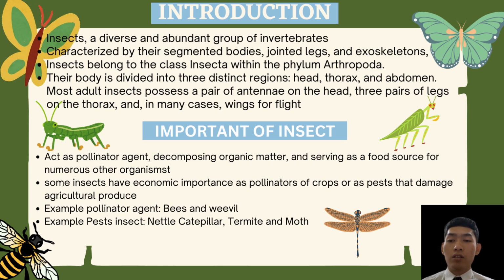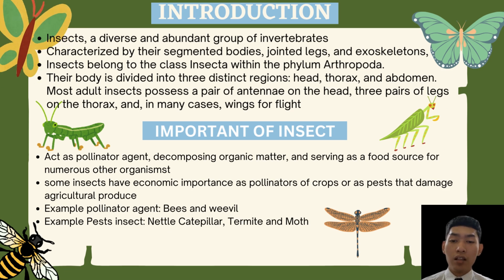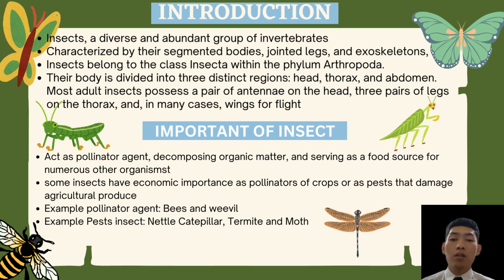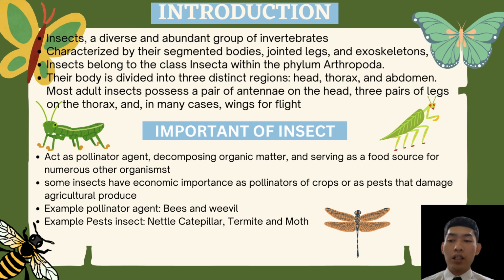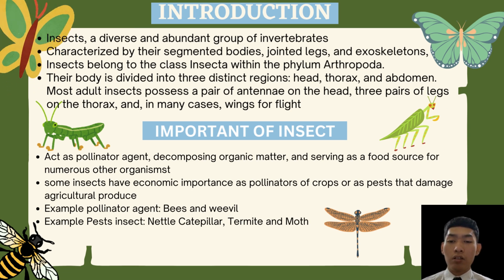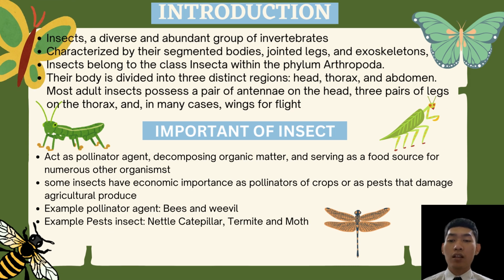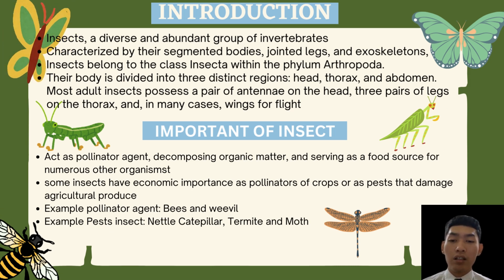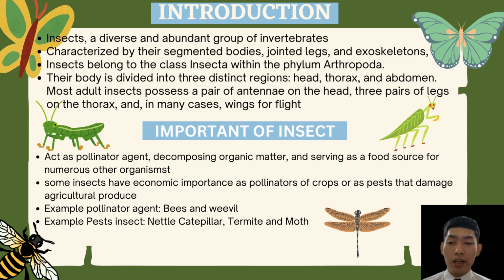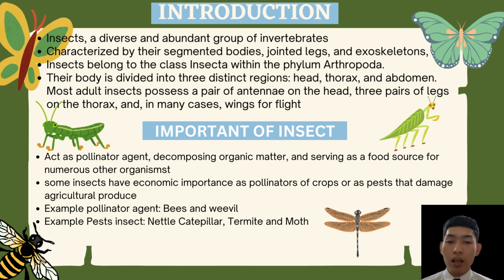Their body is divided into three distinct regions, which consist of the head, thorax, and abdomen. Most adult insects possess a pair of antennae on their head, three pairs of legs on the thorax, and in many cases, wings for flight. Besides that, insects are also important in plantation areas, where they act as pollinator agents, decomposing organic matter, and serving as a food source for numerous other organisms.